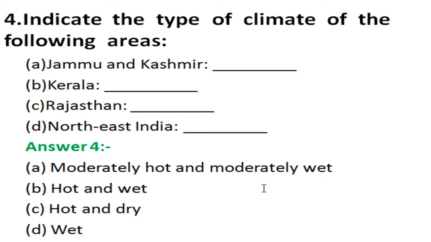Kerala would be having hot and wet climate. Rajasthan would be having hot and dry climate. Northeast India would be having a wet climate.